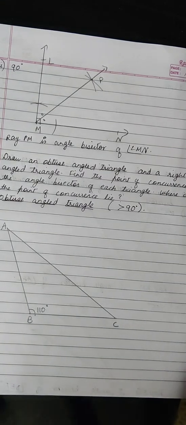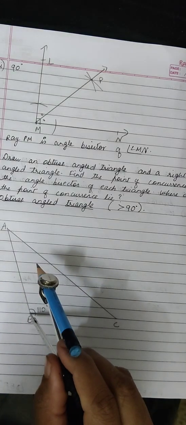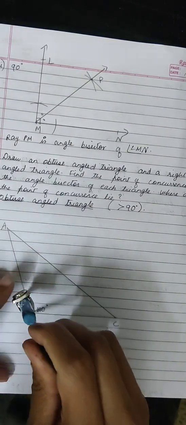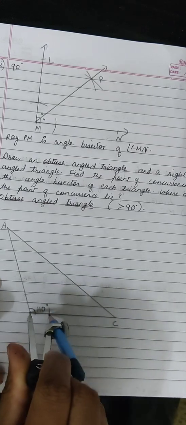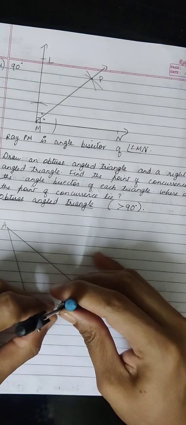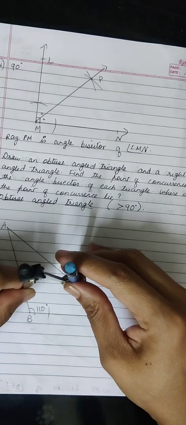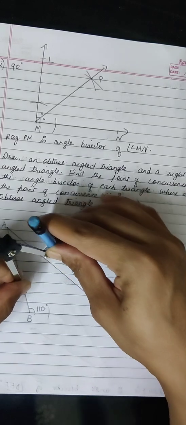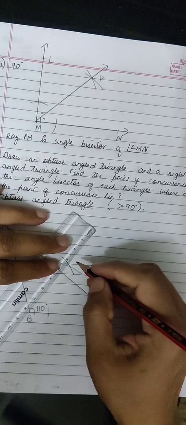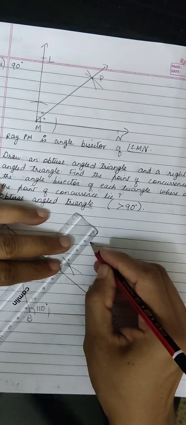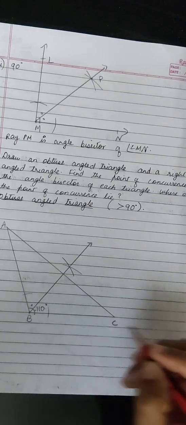Now it says find the point of concurrence of the angle bisector of each triangle. So we are going to make an angle bisector for each angle. So first I am going to do it for B, angle B. Opening up, then joining the 2 points and B. So this is the bisector for B.